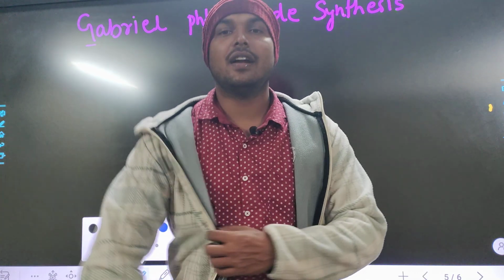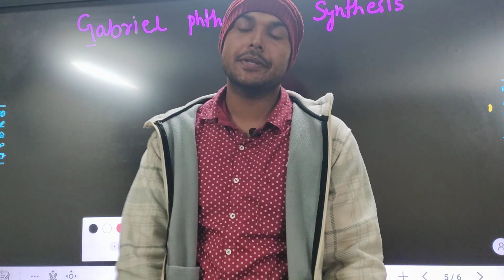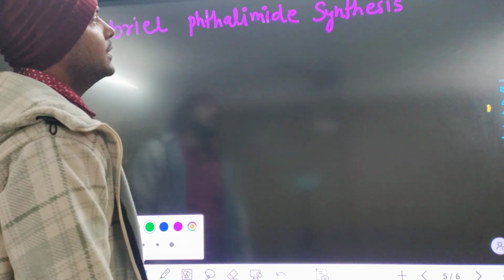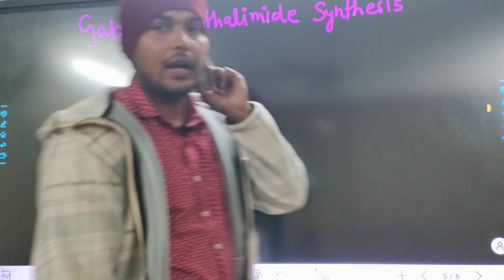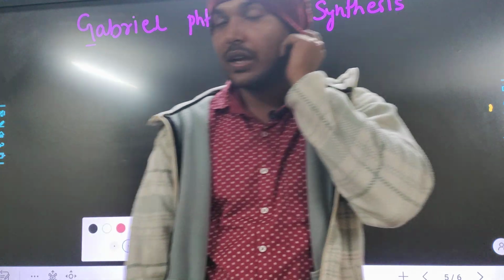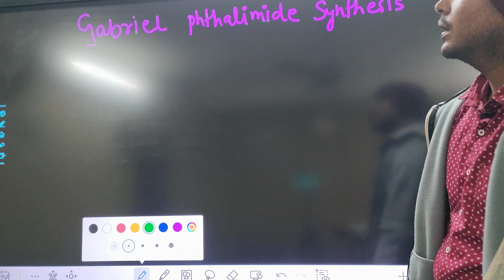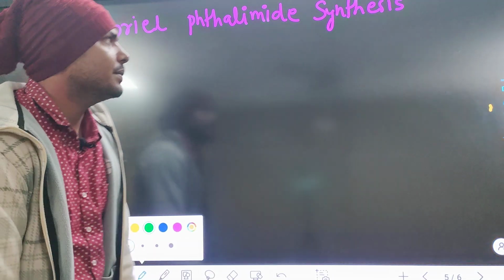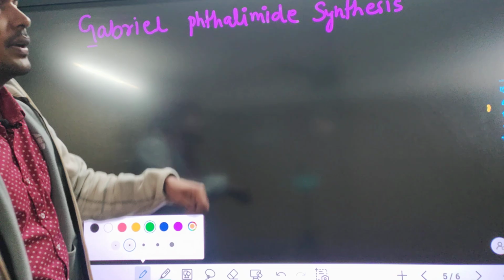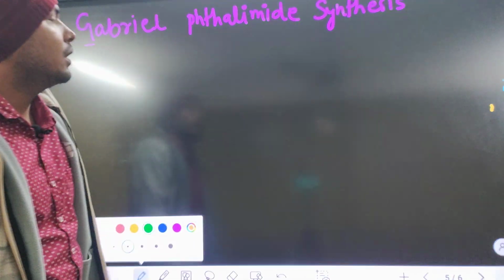Myself Krishna Singh, and today I am going to discuss a very important method for the preparation of 1 degree amine, that is the Gabriel phthalimide synthesis. And why is it very important? Because we have seen a trend in a lot of exams like the CBSE board, NEET, JEE Mains or IIT Advanced. A lot of questions come from this topic each and every year. That's why we are going to discuss it broadly.